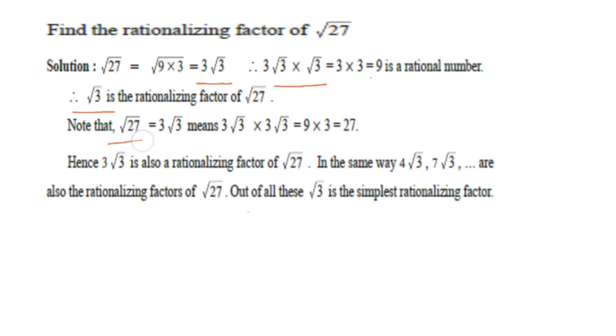Note that root 27 is equal to 3 root 3, means 3 root 3 into 3 root 3 is equal to 3 3 is a 9 and root 3 into root 3 is 3. 9 3 is a 27. Hence, 3 root 3 is also rationalizing factor of root 27. Means there are two rationalizing factors of root 27, root 3 and 3 root 3. In the same way, some other rationalizing factors of root 27, 4 root 3, 7 root 3 are the rationalizing factors of root 27. Out of all these, root 3 is the simplest rationalizing factor.